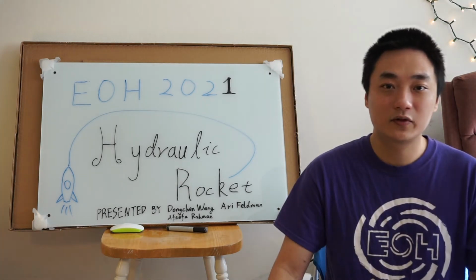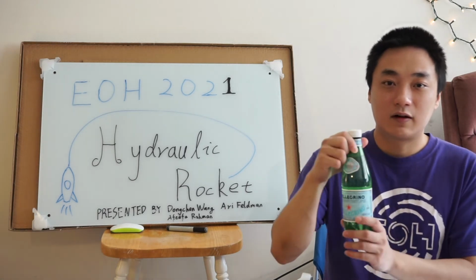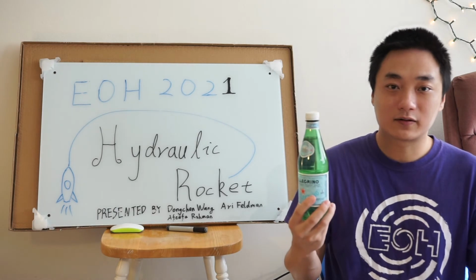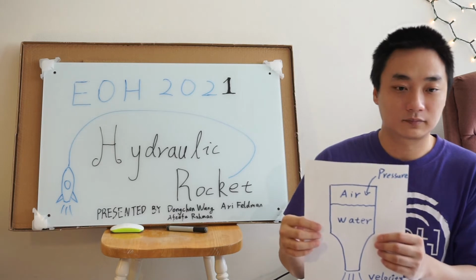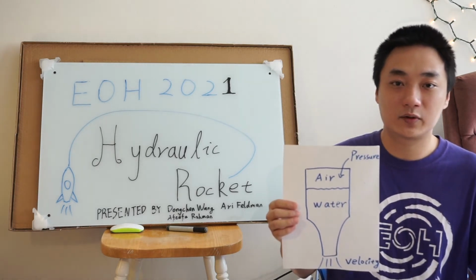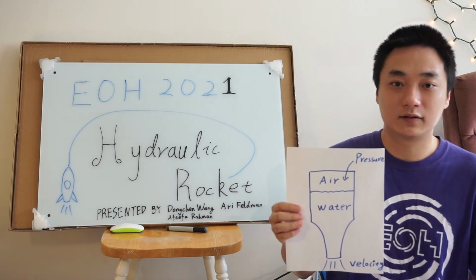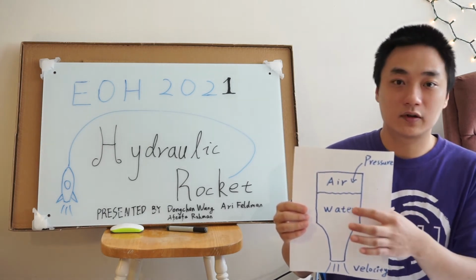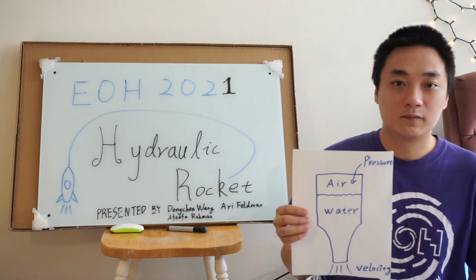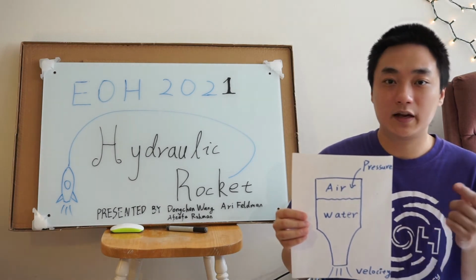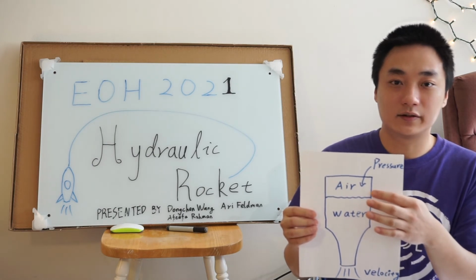Now, I'm going to demonstrate how the Bernoulli principle works using our hydraulic rocket, the plastic bottles. Remember to recycle them after using it. This figure demonstrates what is happening inside a hydraulic rocket. There's water on the bottom of the bottle and air on top of the bottle. If we keep pumping air into the bottle, the pressure of the air will increase.